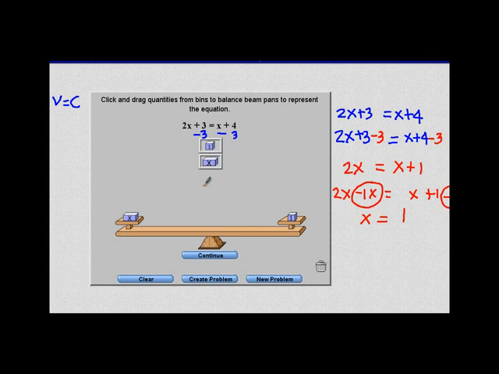So what's now the solution of this equation? x equals 1. Let's verify. 2 times 1 plus 3 equals 1, the value of x, plus 4. So I have 2 plus 3, I have here 1 plus 4, 5. So 2 plus 3 is 5 equals 5. That's correct. So that's the concept which we call equality.